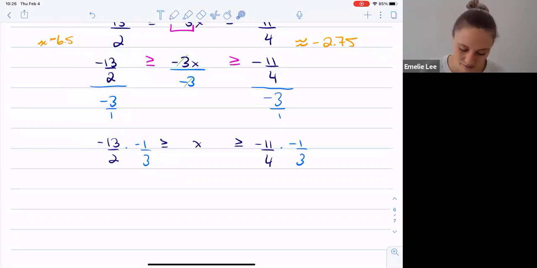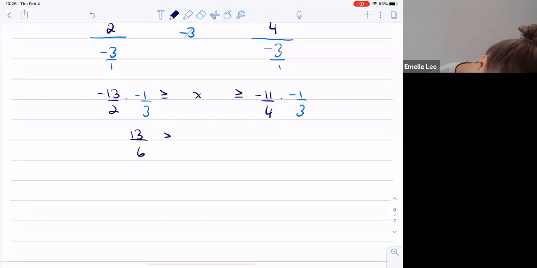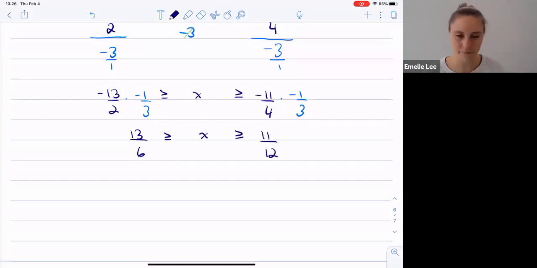Okay. Now when I multiply this out, negative times a negative makes a positive, and same thing here. So what I'm going to get is 13 over 6 is greater than or equal to x, which is greater than or equal to 11 over 12. All right, so typically with inequalities, we like to have A is less than B is less than C is less than D. You can keep going, but we don't really like to have the largest value on the left and the smallest value on the right.